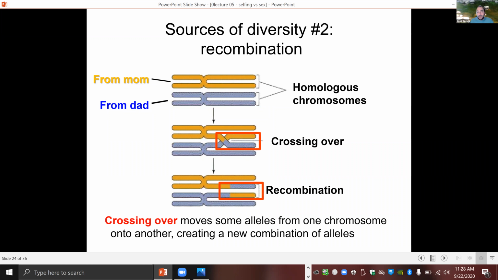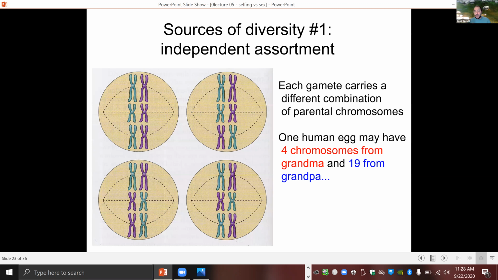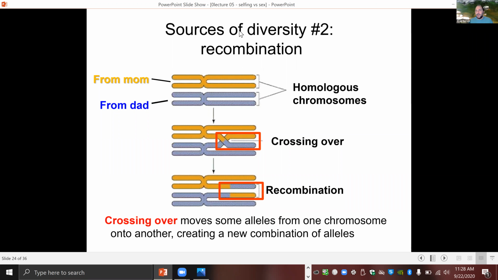You can have a crossover event here. So you swap all the genes and alleles on one arm of your chromosomes. And then you have this recombinant chromosome here. So that's crossing over or recombination. Okay, so this will create a new combination of alleles on a single chromosome. So we have kind of 2 ways of shuffling things. We can shuffle them by entire chromosomes through independent assortment, or we can shuffle things within a chromosome through recombination.